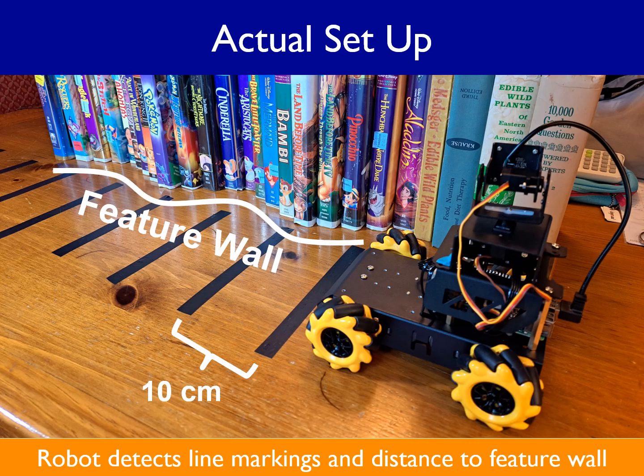This is the actual setup. So you can see the robot with the ultrasonic sensor pointing towards the feature wall. The feature wall isn't straight, but kind of wiggles as the robot drives down the track. The robot then also crosses these black strips of tape that are taped down exactly 10 centimeters apart and are detected by that line detector sitting underneath the robot.